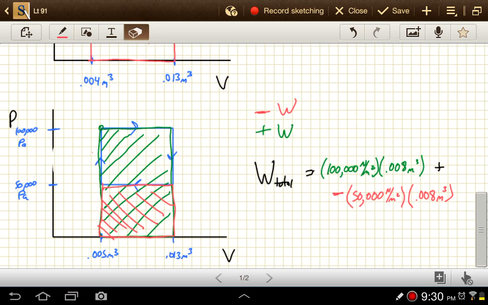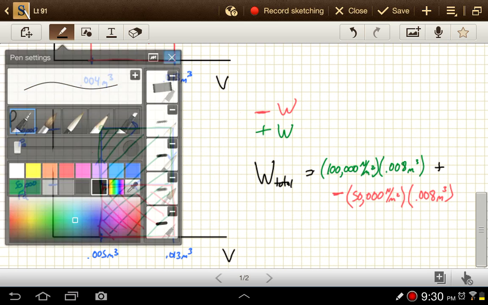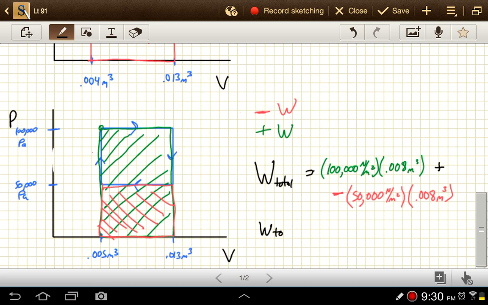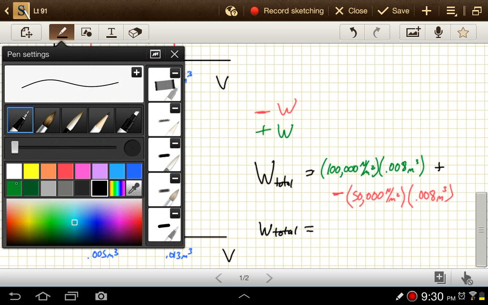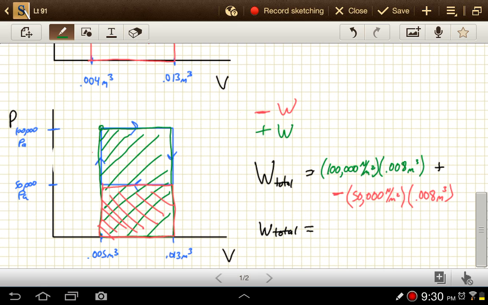There we go. Okay, so our overall work total is going to be equal to, well, I see that my green is going to be bigger, so we're going to have a positive amount of work here. 50,000 times 0.008 is going to be our answer. So 50,000 times 0.008, that's 400 joules of work for one complete process.